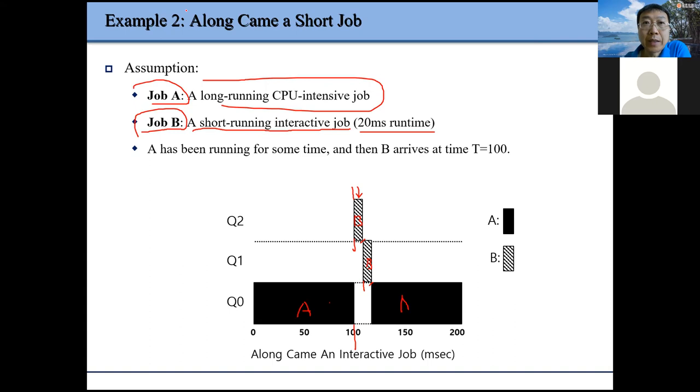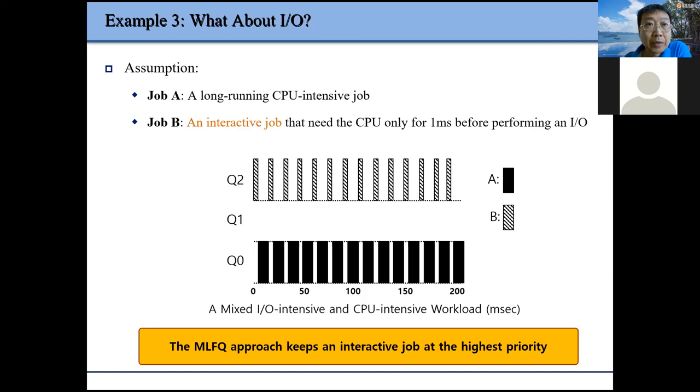Let's look at another example. What about IO? Suppose we have a long running CPU intensive job A and an interactive job B that repeatedly performs IO, then also needs the CPU for 1 millisecond, for example. In this case, suppose A is a long running job.